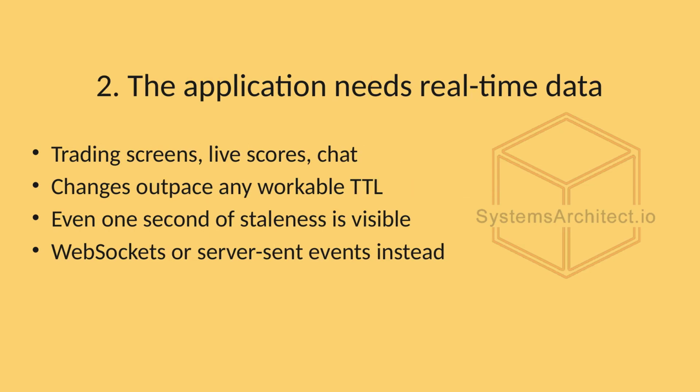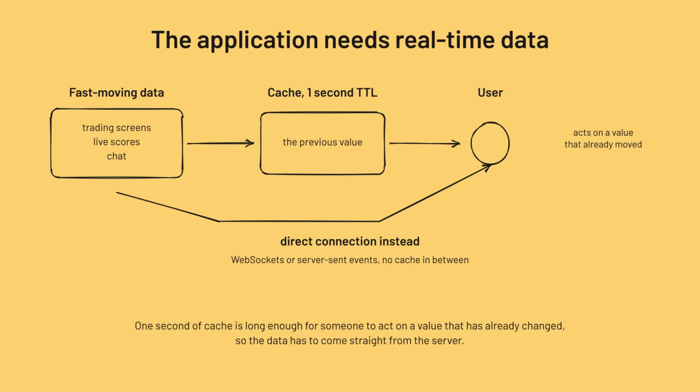2. The application needs real-time data. Trading screens, live scores, chat. These move faster than any TTL you could reasonably set. Even a 1-second window lets someone act on a price that no longer exists.